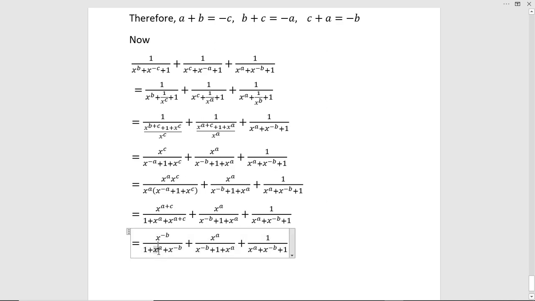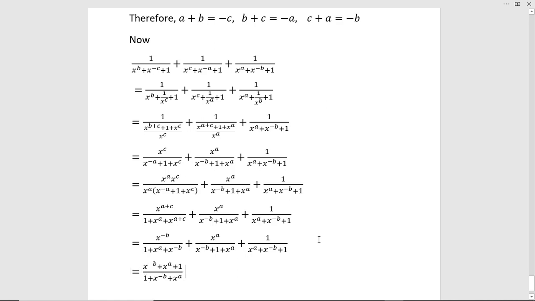And look at the denominators. Here a plus c means minus b. Therefore we have got all the denominators same: 1 plus x to the power a, x to the power minus b. So denominators are same, so the LCM will be the common denominator 1 plus x to the power a, x to the power minus b, and the numerators will be added simply.